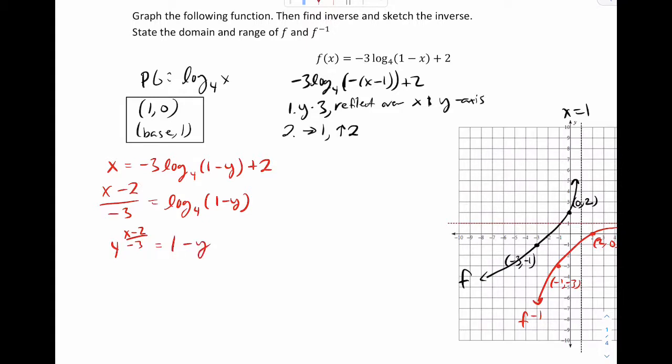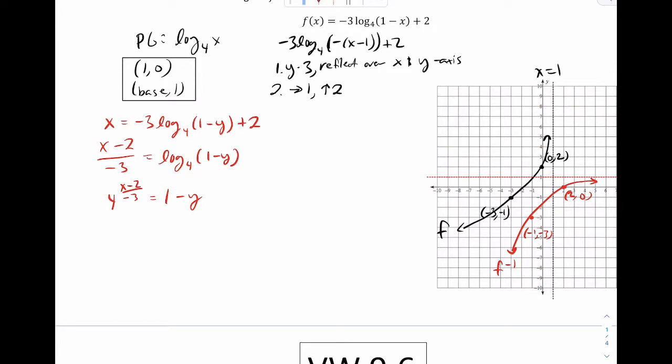And then let's just rearrange this a little bit. So I'll move the y and subtract the 4. And then look at that. There's our inverse. f inverse is going to be negative 4 to the power of (x minus 2) over negative 3, plus 1.